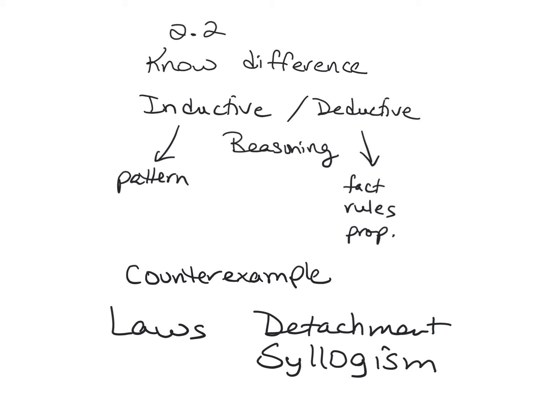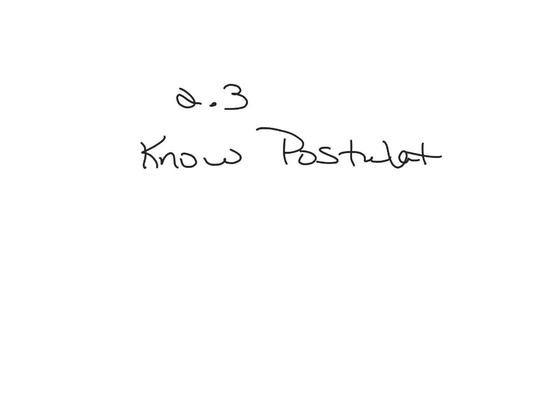And then the last section that we covered was 2.3. And in 2.3, you need to know the postulates. So you need to know their names and what they say.